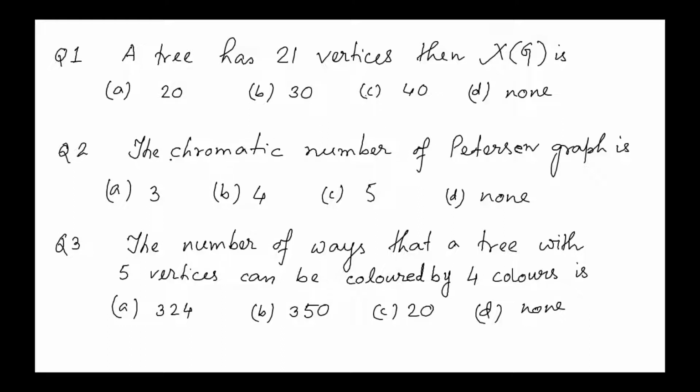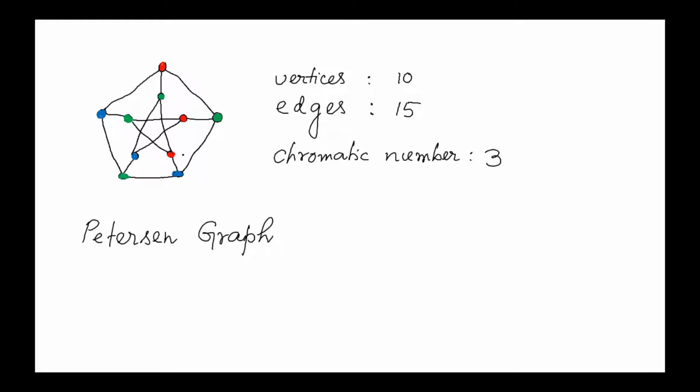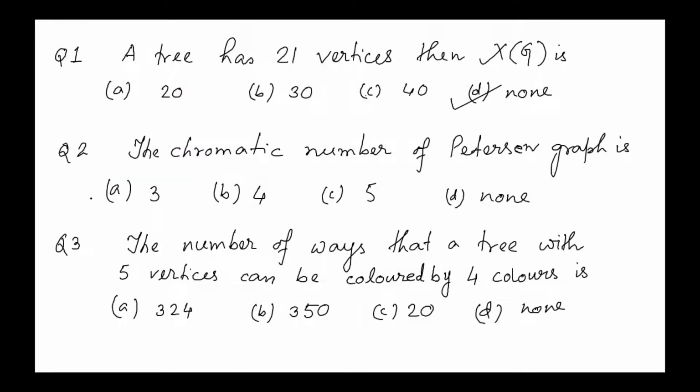Next question. The chromatic number of Petersen graph is option A 3, option B 4, option C 5, option D none. Look at the Petersen graph. It has 10 vertices, 15 edges, and the chromatic number 3. So option A is the correct answer.